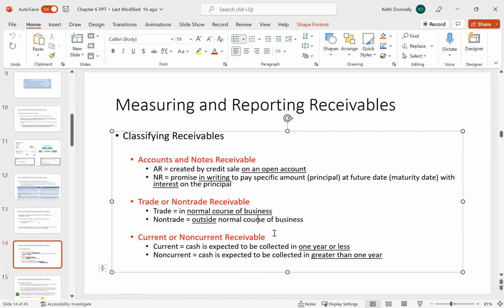And then finally, the third way you can slice and dice this is whether it's a current or non-current receivable. Do we expect to collect this receivable in the next year? If yes, it's a current receivable. If no, it's a non-current receivable.